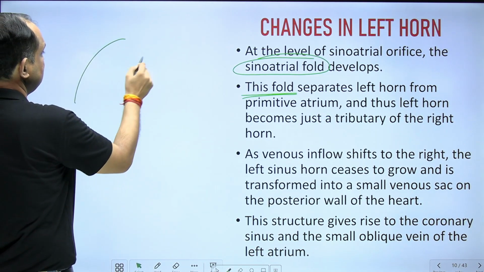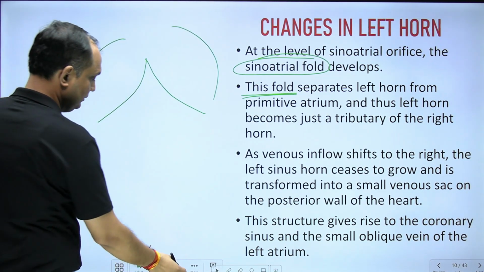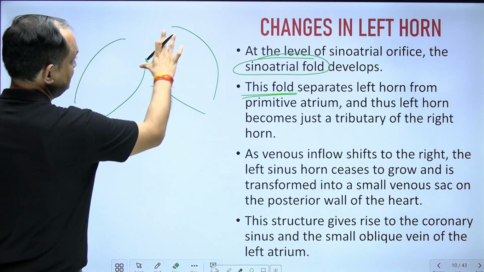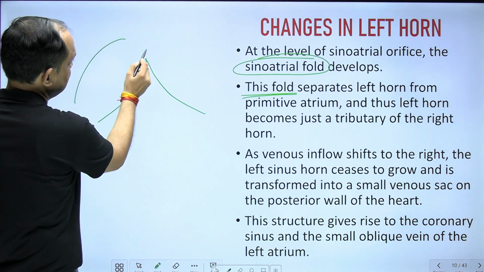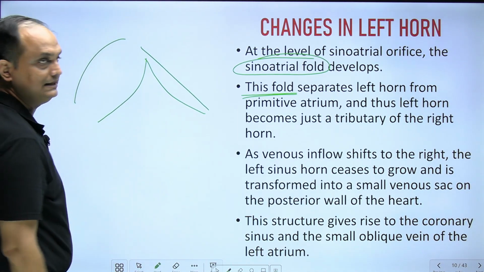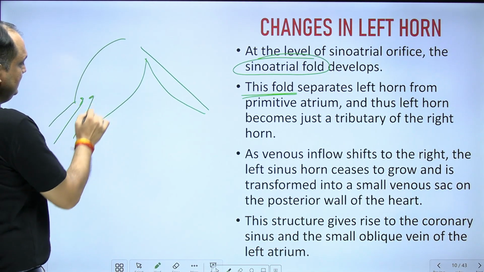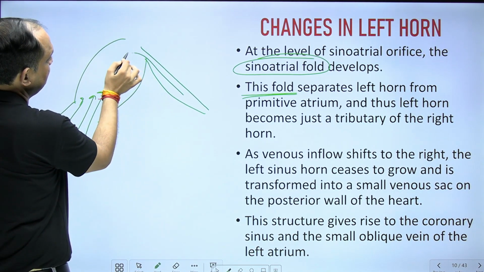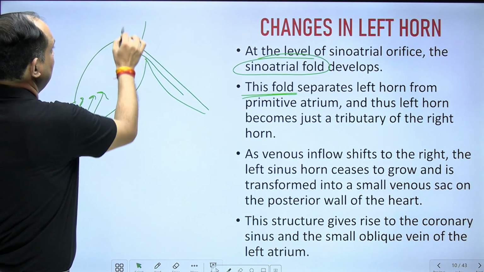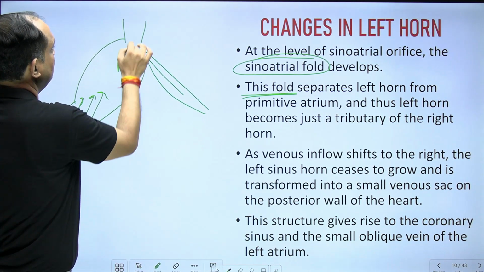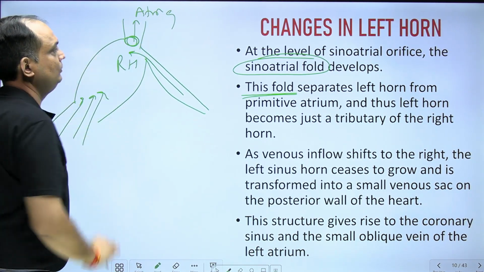Now initially this is your right horn, this is your left horn, which are equal in size. But later on, as this decreases in size, one point will come when it becomes very small. So now this right horn is receiving the three veins here, and it is also receiving this left horn. And then the blood will go from the right horn to the atria. Clear? And this is your sinoatrial opening.